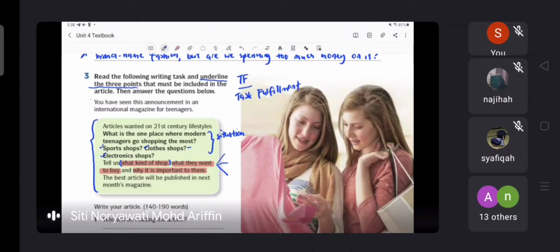yang dia nak beli. Okay, so out of clothes shops dengan sport shops dengan electronic shops, okay, which one is easier kalau nak list down lah what they want to buy? Electronic lah. I think korang sekarang ni banyak gadgets, right? Okay, so kalau electronic shops, okay, so what would they want to buy? Okay, kan nampak senang kan?